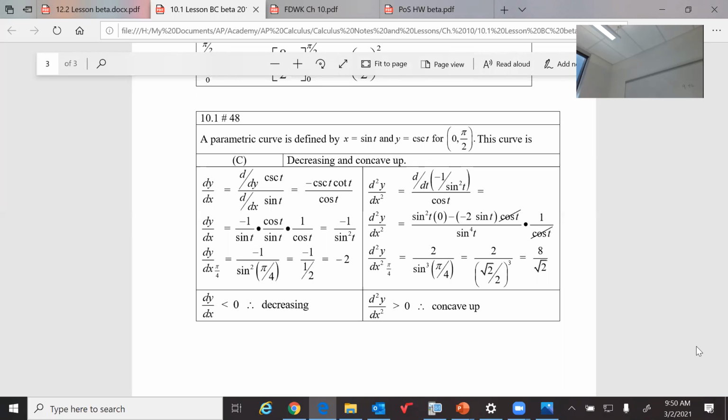For the concavity, I have to take the derivative of the first derivative. So I have to differentiate negative 1 over sine squared and divide that by dx, which is cosine t. So I took the cosine t and put it over here to the right and did the quotient rule to the numerator. And you can see the work. It takes you to a positive. The positive means it's concave up. So the first derivative is negative, so the function's decreasing. The second derivative is positive, so while it's decreasing, it's concave up.